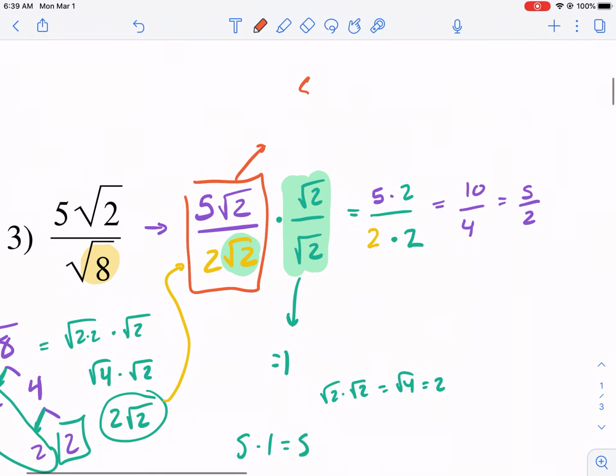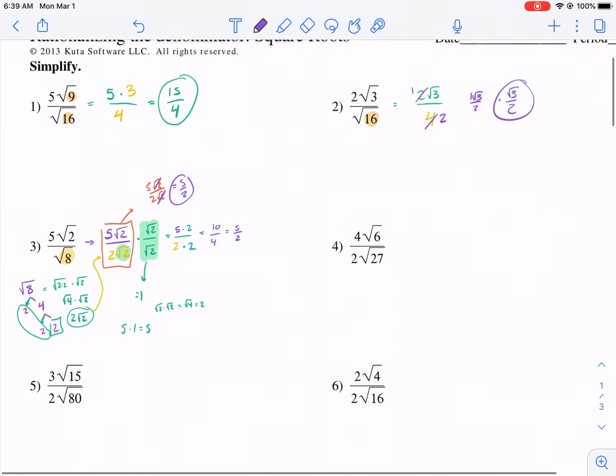If we have 5 radical 2 over 2 radical 2, we can recognize that it's the same term in the top and bottom with multiplication. So this just simplifies and cross out. You get 5 over 2 for that one.